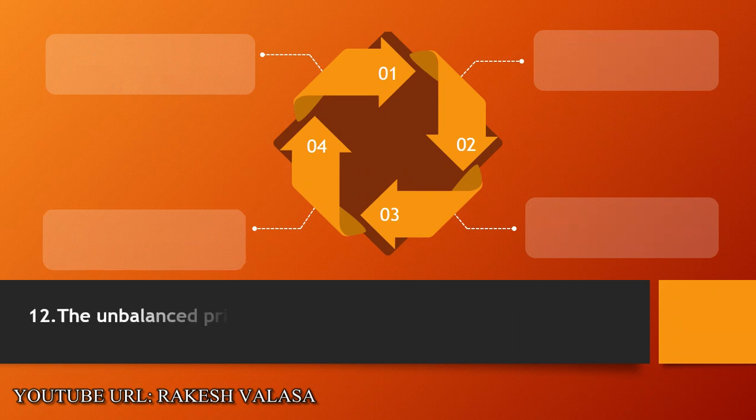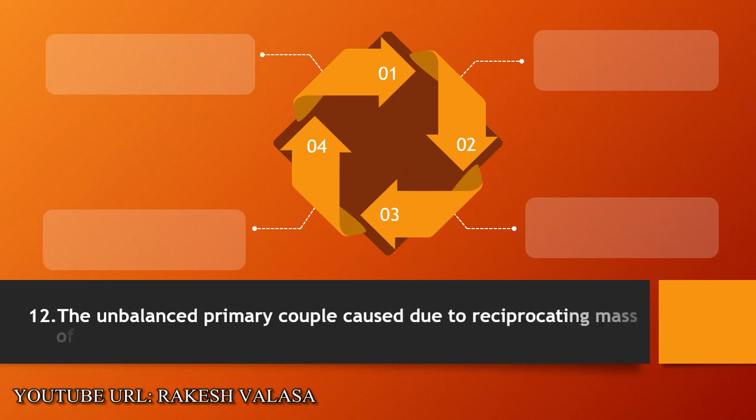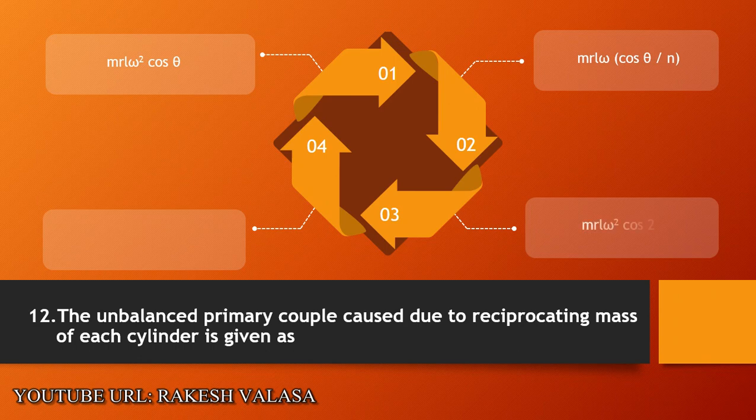Question number 12. The unbalanced primary couple caused due to reciprocating mass of each cylinder is given as: Option 1. MRL omega square cos theta. Option 2. MRL omega cos theta by n. Option 3. MRL omega square cos 2 theta. Option 4. MR omega square cos 2 theta.